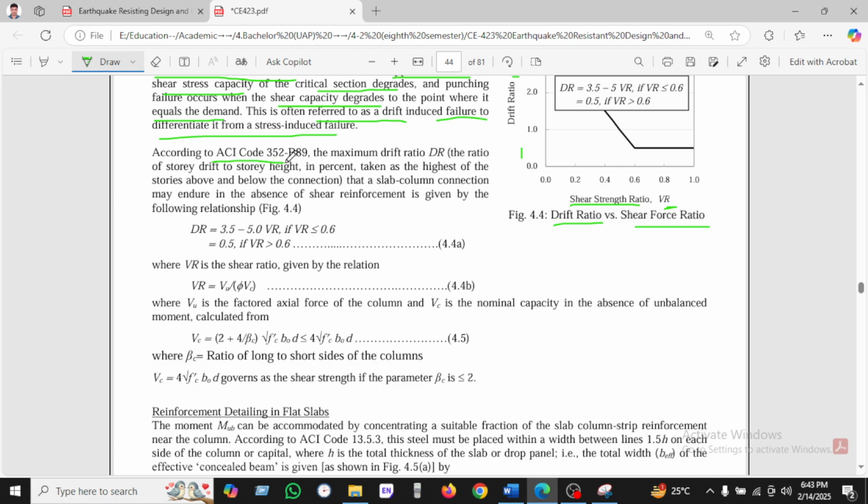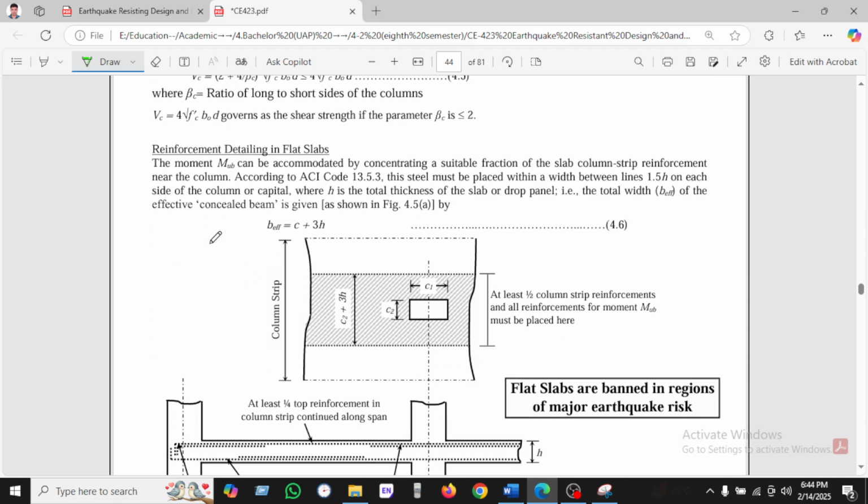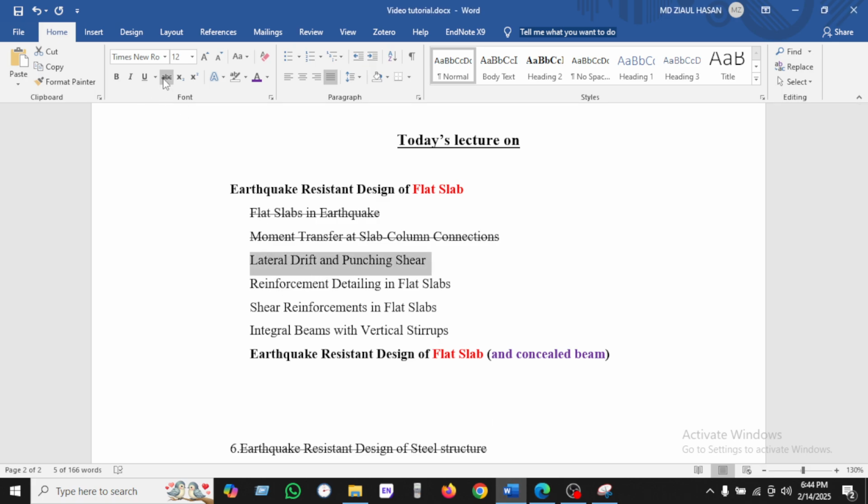So according to the ACI 318 code, we can see here the maximum drift ratio or story drift taken in the highest of the stories above and below the connection, and the slab-column connection may endure it in the absence of the shear given below. The following relationship is given, where Vr is the shear strength and given by this relation, whereas V is given by this formula, and Vu is the ultimate factored shear, with the absence of unbalanced moment calculation given here. So we are completing here.